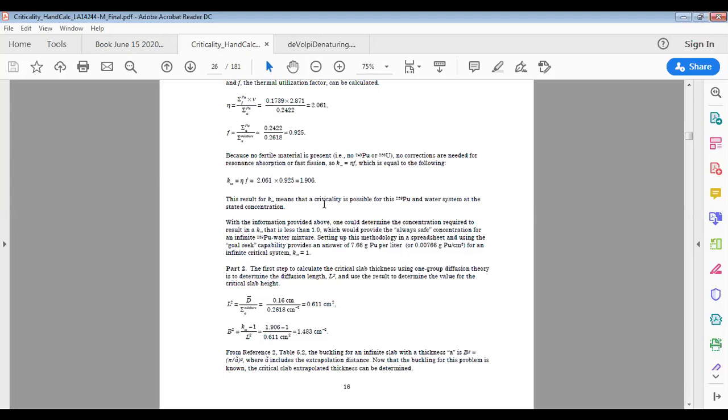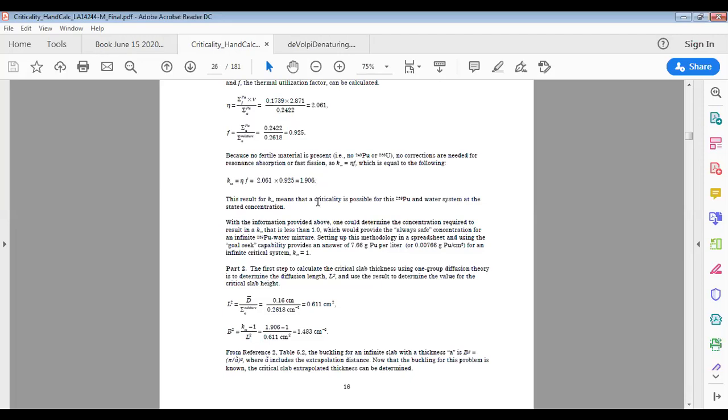Okay, so that's the important thing over here. This result for K infinity means that criticality is possible. Now, if this number was less than 1, then we cannot find a critical configuration for these number densities, so you'd have to increase your number density. So if I give you an exam question and say find K infinity and tell me what the critical configuration is, and in your problem you find that it's 0.95, not 1.9 or something much greater than 1, then you're going to have to tell me that it's not possible to design with the values you have been given, so I'm going to increase the concentration of the fissile material.